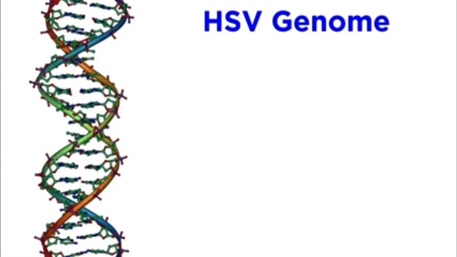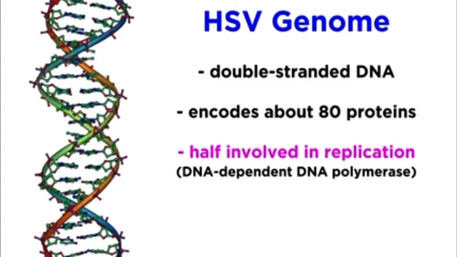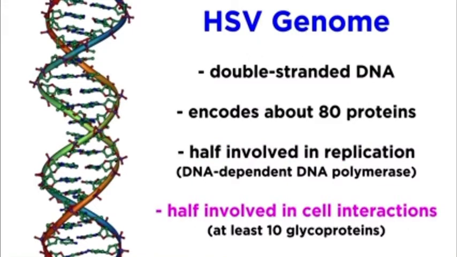Let's think about the genetic makeup of HSVs in particular. The double-stranded DNA genome of HSVs encodes somewhere around 80 proteins. About half of these are involved with creating more copies of itself in the way of replication, meaning things like a DNA-dependent DNA polymerase. The other half control how the virus interacts with the host cells and the host's immune response, so at least 10 glycoproteins that serve as viral attachment proteins.